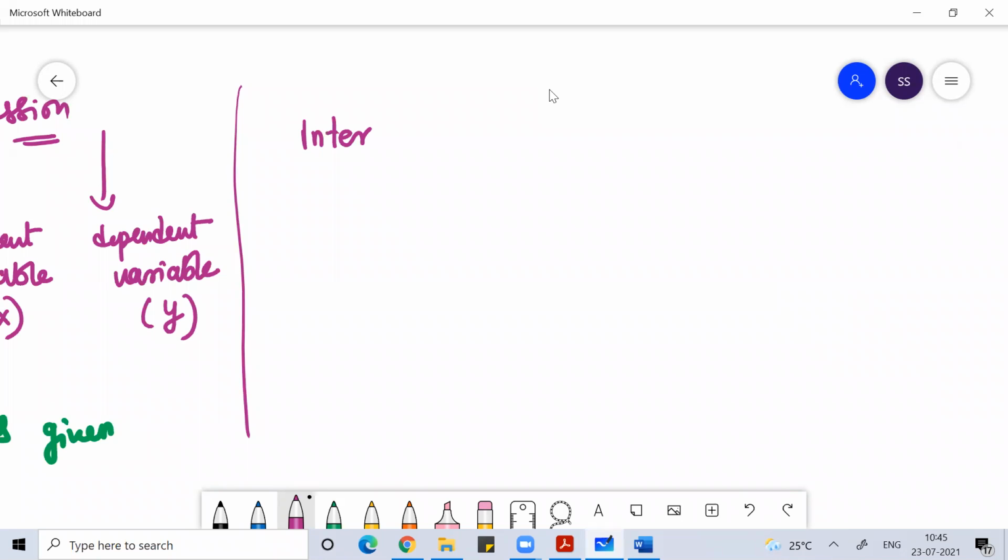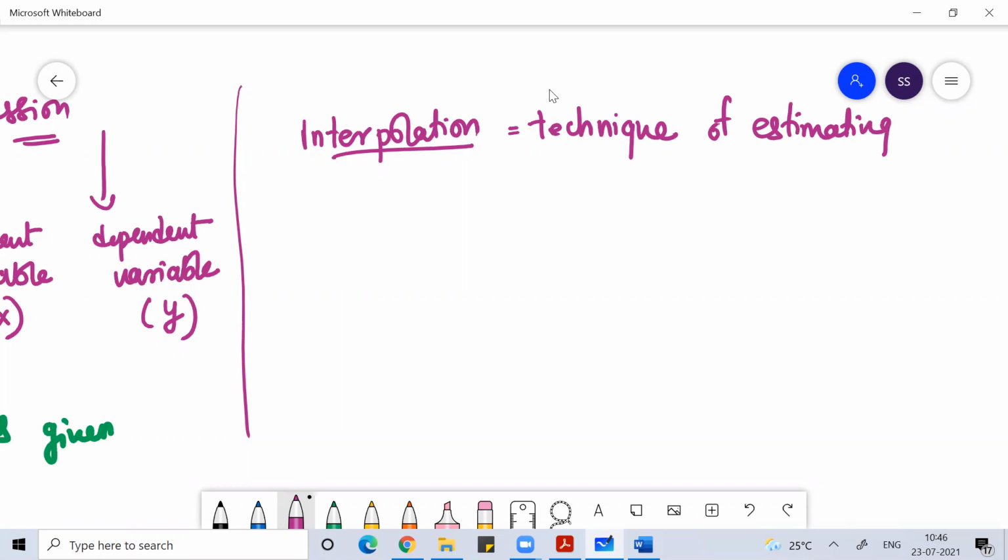So when we say interpolation, it is a technique of estimating the value of the dependent variable.